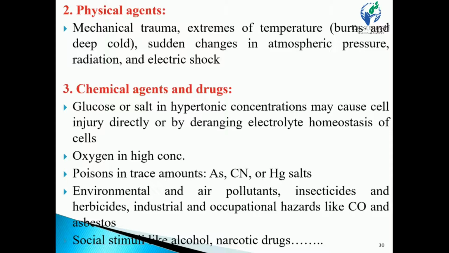Cyanide. Next one could be the environmental and air pollutants that can lead to cell injury. Even insecticides and herbicides, industrial and occupational hazards like carbon monoxide and asbestos. Here there are certain social stimuli like alcohol and narcotic drugs that could lead to cell injury.